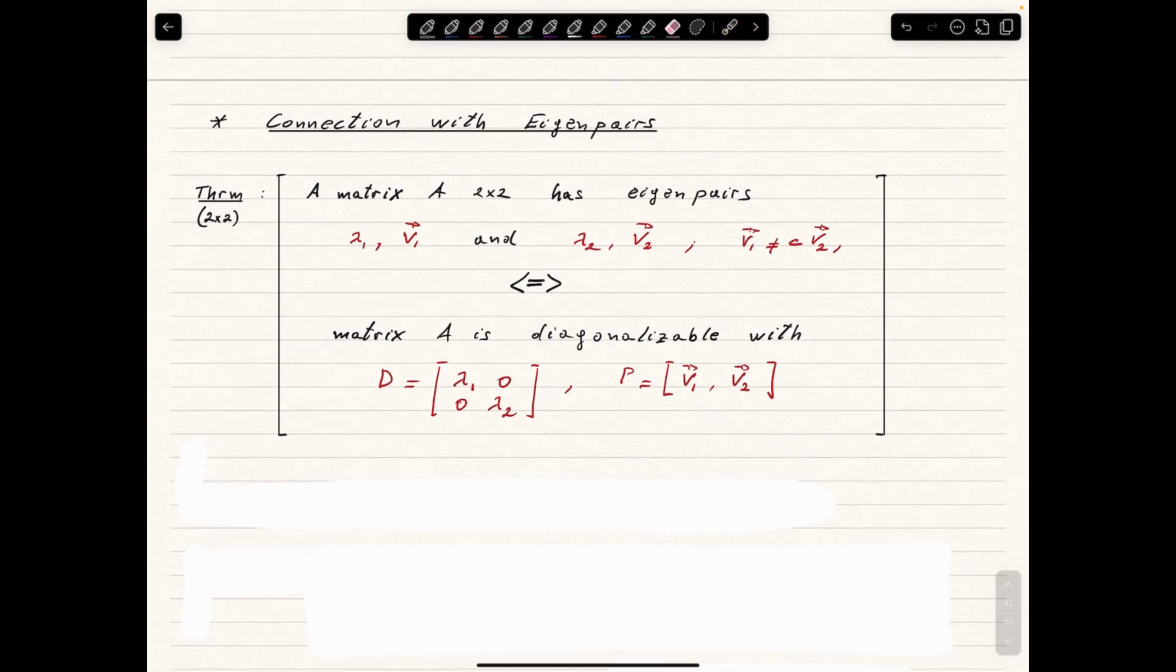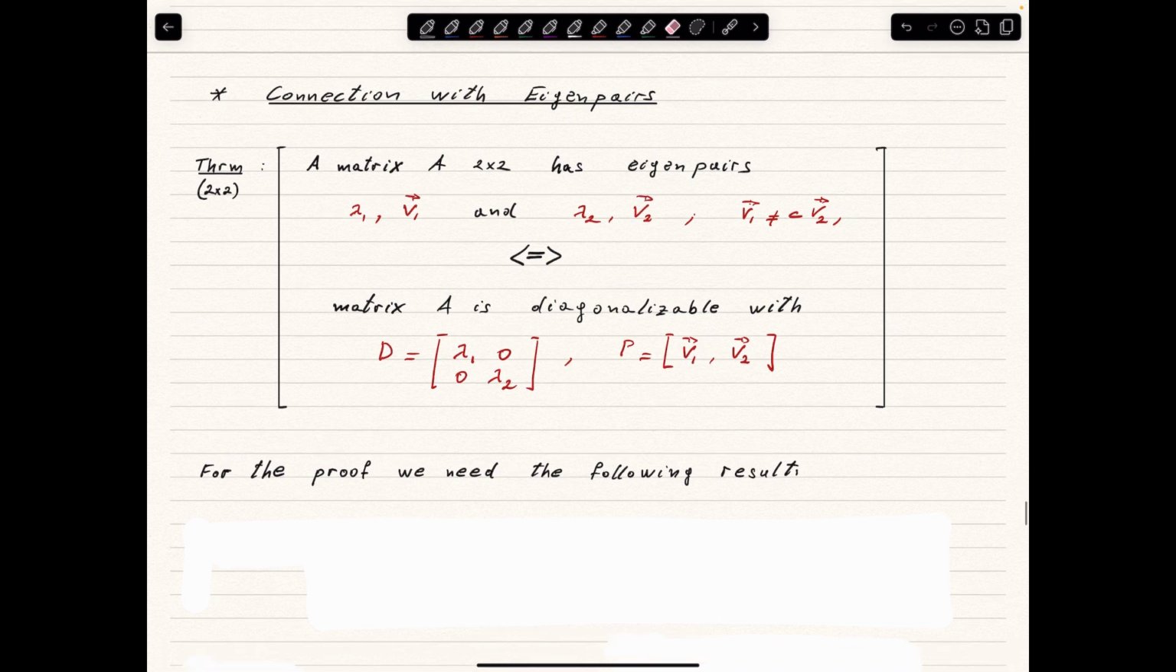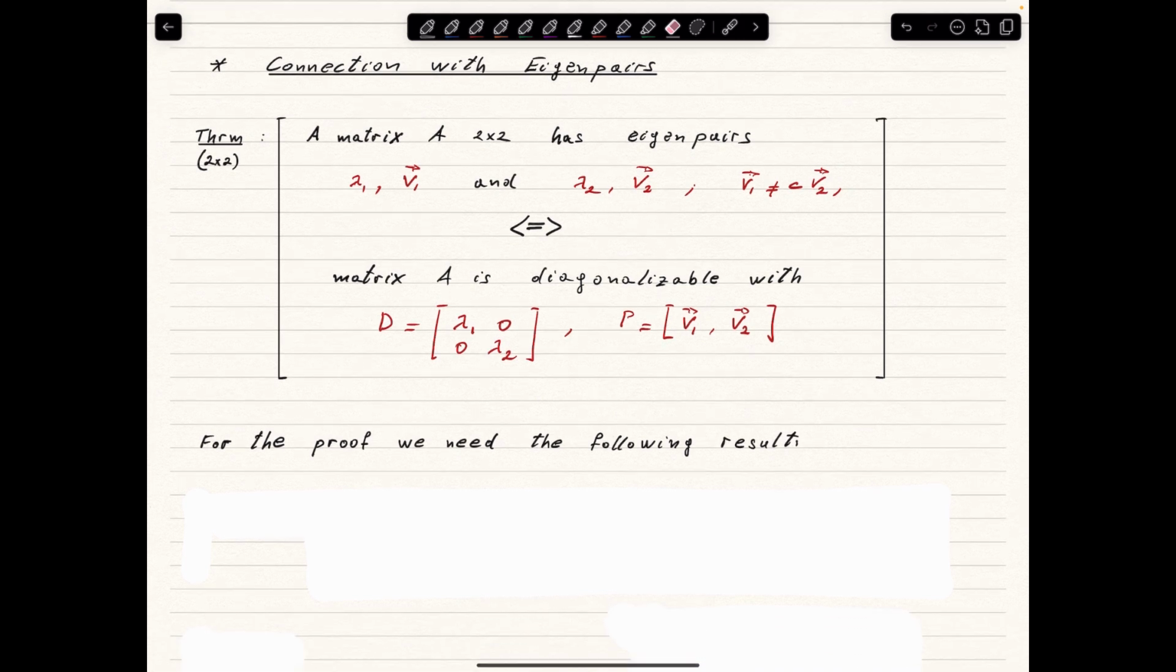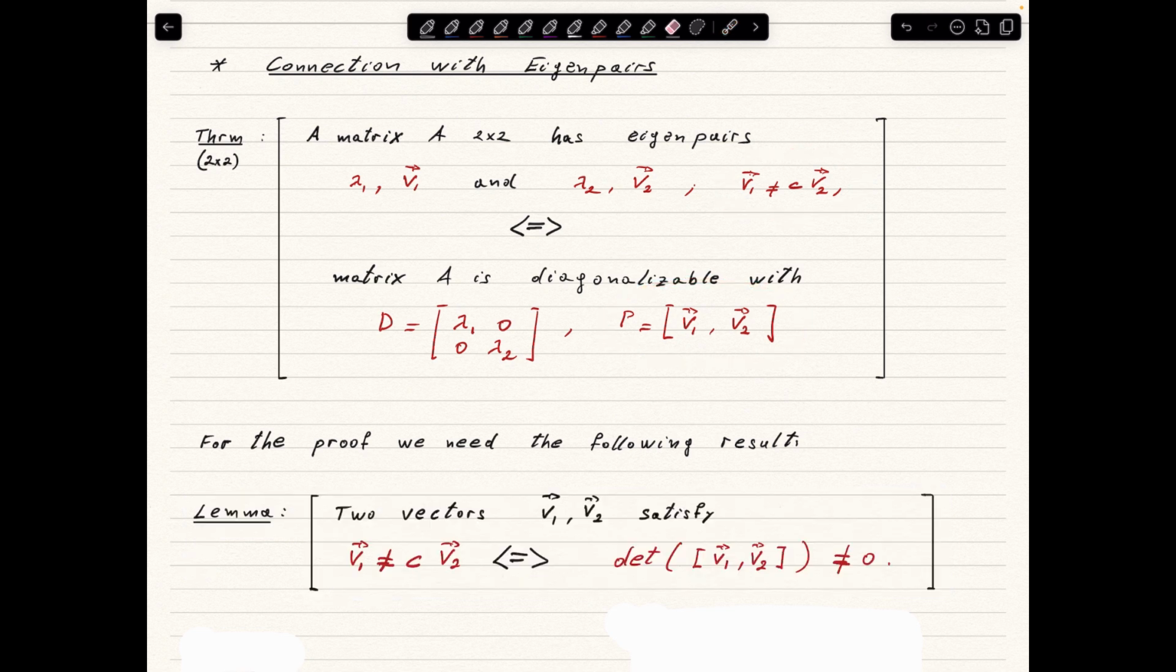To prove this theorem for 2 by 2 matrices, we need a previous important result, which is a relation between this condition on vectors and a property of the matrix P. The relation is this: if you have any two arbitrary vectors, v1 and v2, then the vectors are not proportional to each other if and only if the determinant of the matrix that has these vectors as columns is different from 0. So not proportional, different from 0, this is equivalent.